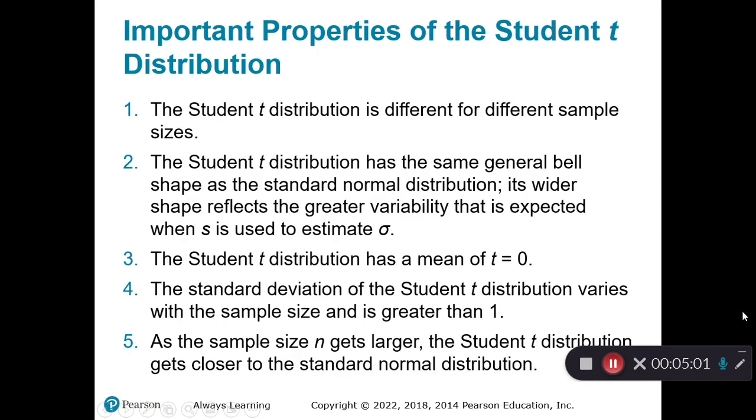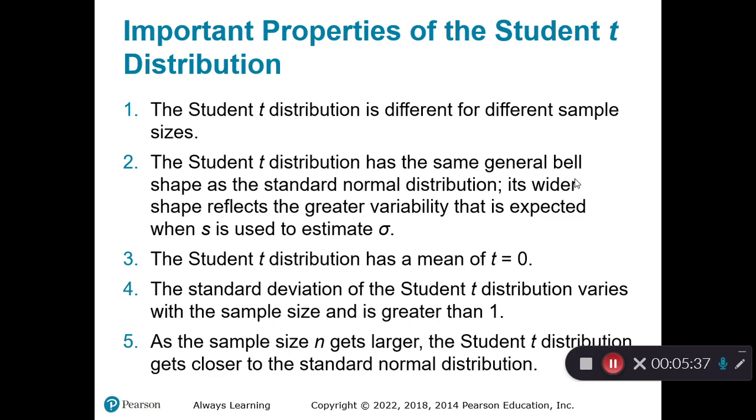A few reminders about the t-distribution, which we were introduced to in Chapter 7. First of all, there is a different t-distribution for each different sample size. So whereas there is one standard normal curve, one distribution of z-scores for all problems, there are different t-distributions depending on your sample size. And each t-distribution corresponds to one row in Table A3. Also, the t-distribution has the same general bell shape as the standard normal curve.